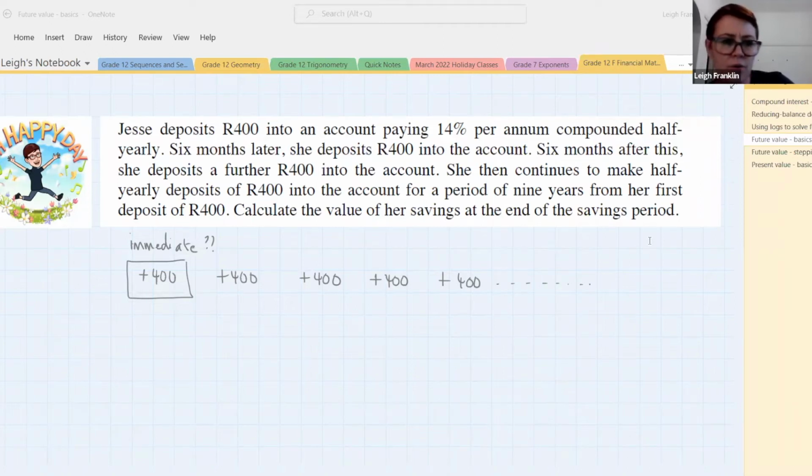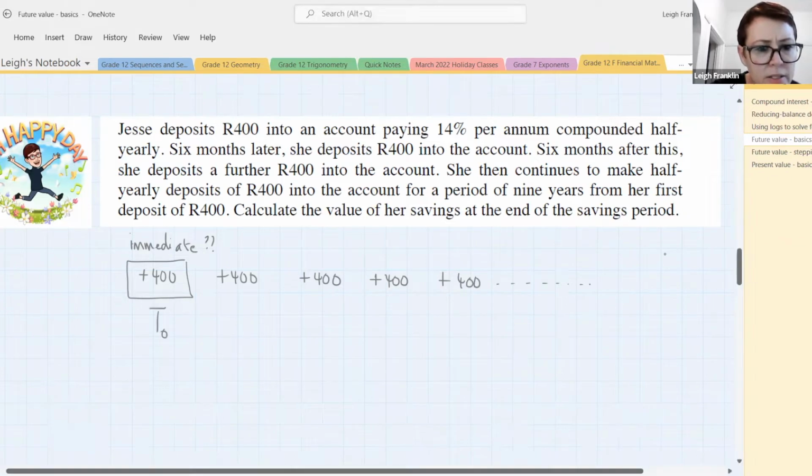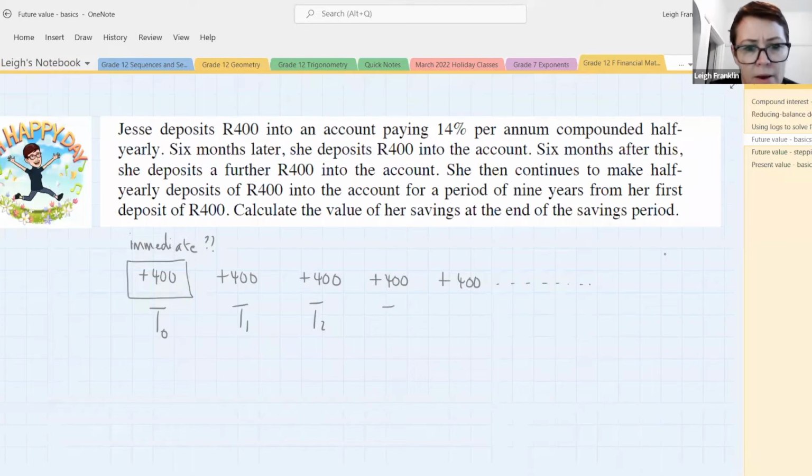Yeah, I agree with you. I also think that they are implying, not very well though, that there is. They don't use the word immediate, but I agree with you. Okay, but maybe with this question, and I don't want to confuse anybody, but I think with something like this, from her first deposit of 400 Rand, I would say this would count as an immediate payment.